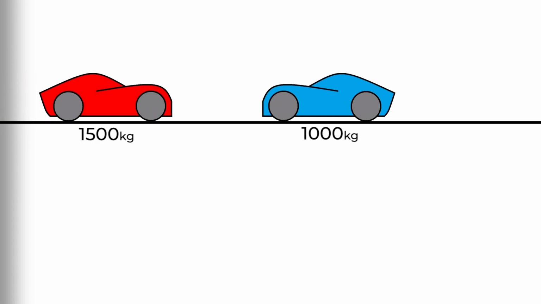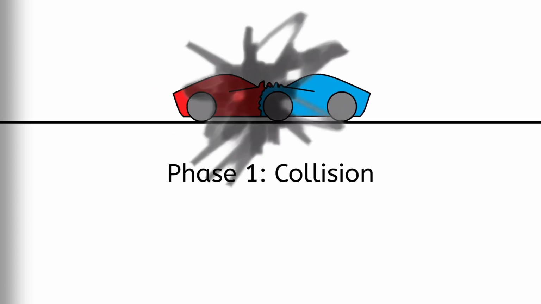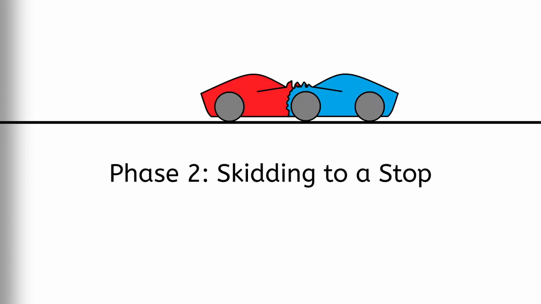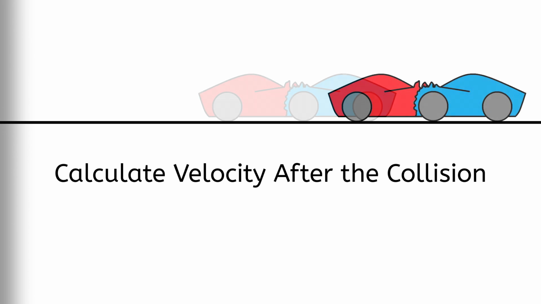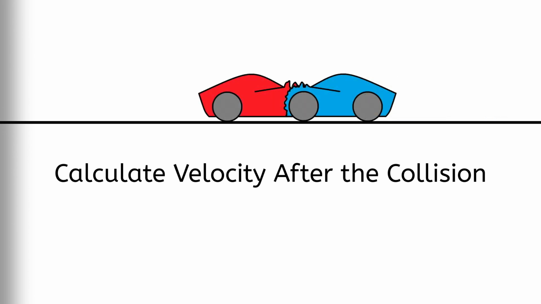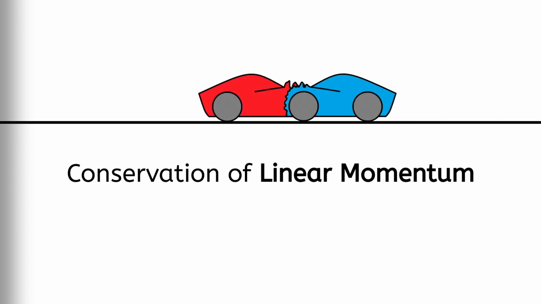Now, in order to solve this problem, there's a few quantities we need to know. We need the mass of both cars as well as how fast they're traveling just before the collision. We also need to know the coefficient of friction between the cars and the road. Now, this problem can be broken up into two phases of motion. The first phase of motion is the collision itself, and the second phase of motion is the cars skidding to a stop. So the first thing we need to do is calculate the velocity of the cars immediately after the collision. That means we need to take a look at the conservation of linear momentum.